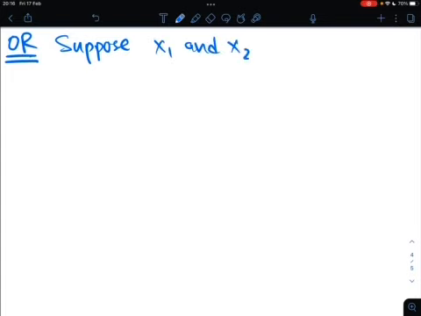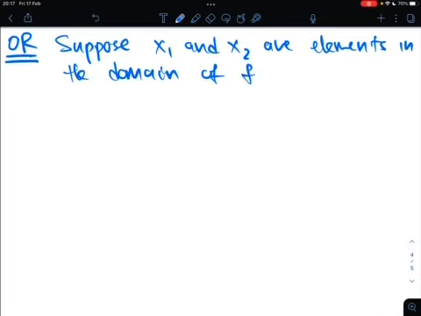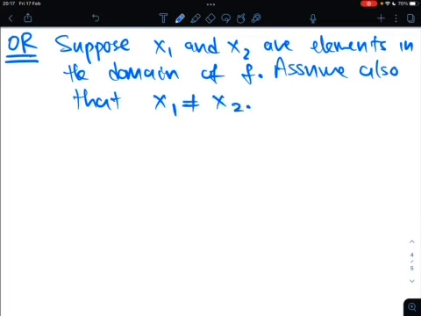Or sometimes you can use the other definition, but using the other side can be very tricky, and I'm going to demonstrate it. So I will say, suppose x1 and x2 are elements in the domain of f. And then I will assume also that x1 is not equal to x2. Then what follows? We can see that if x1 is not equal to x2, it follows simply that 3 to the power x1 is not equal to 3 to the power x2.